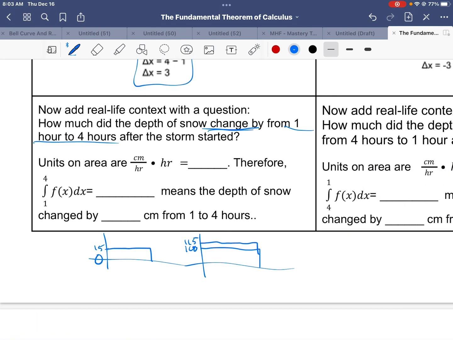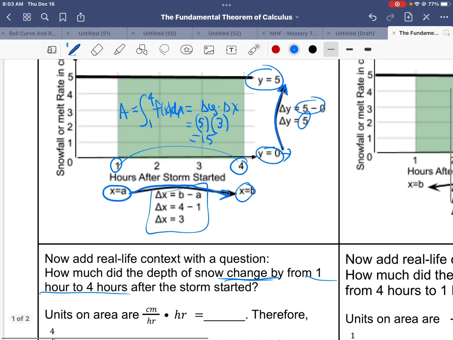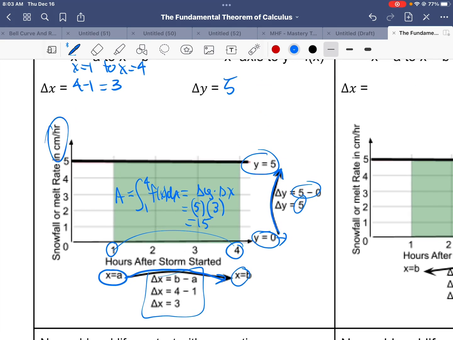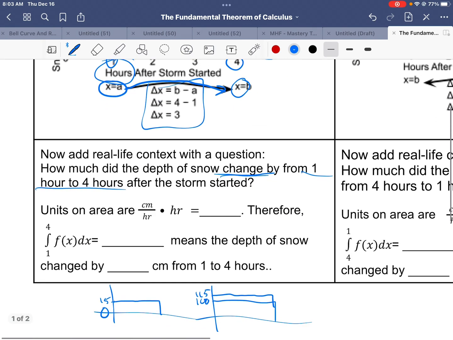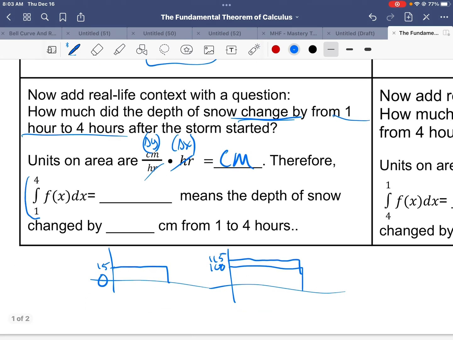Another thing they call the fundamental theorem is the net change theorem. So now we're going to add this real life context. The first question you always have to ask: the rate on the y-axis is centimeters per hour, and you're multiplying by hours on the x-axis, delta y, delta x. So those are our delta y units, this is our delta x units, and that's going to be just centimeters. Like we just did the math of this, and that works out to 15. That means the depth of snow changed by plus 15 centimeters from 1 to 4 hours.